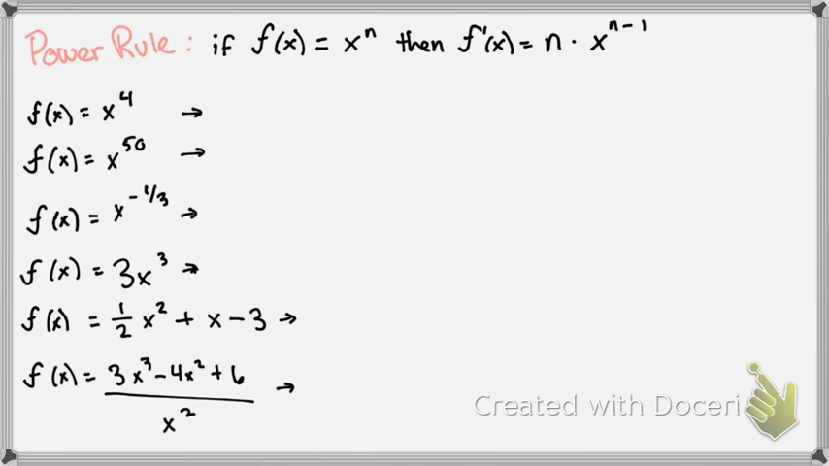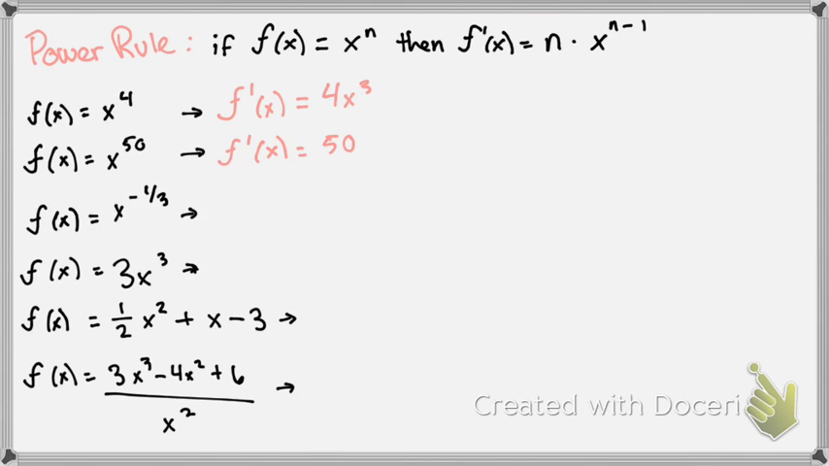The power rule basically says that if a function equals x to the power of n, then the derivative of the function is going to be n times x to the power of n minus 1. Let's go through a few examples. If we have f of x equals x to the fourth, we can write f prime of x, or the derivative of x, equals 4x to the third. Now we'll keep going.